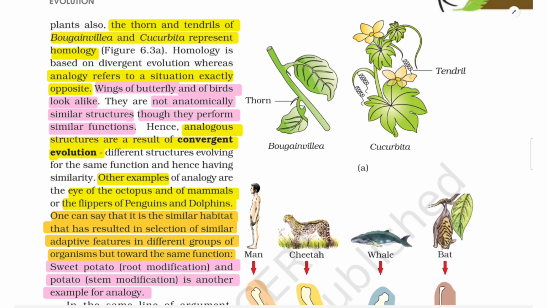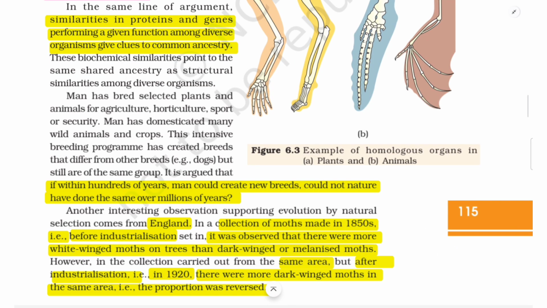One can say that it is the similar habitat that has resulted in selection of similar adaptive features in different groups of organisms but towards the same function. Sweet potato, that is root modification, and potato, stem modification, is another example for analogy. In the same line of argument, similarities in proteins and genes performing a given function among diverse organisms give clues to common ancestry. These biochemical similarities point to the same shared ancestry as structural similarities among diverse organisms.